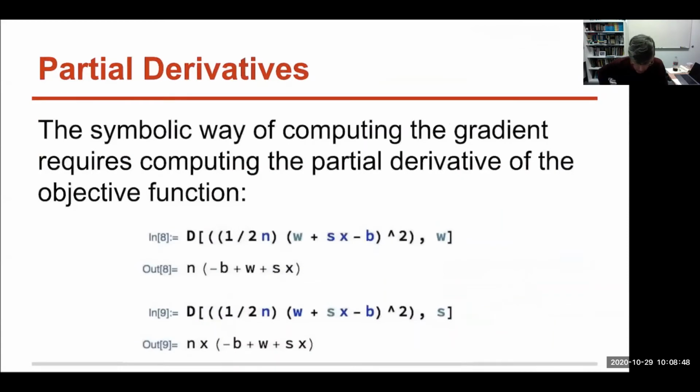That said, if you remember back to when you took calculus, the way that you find what the slope is at a particular point is by taking a derivative. And in higher dimensions, you do it by taking partial derivatives. So the gradient at a given point, which way do we go down, requires computing the partial derivative of the objective function.